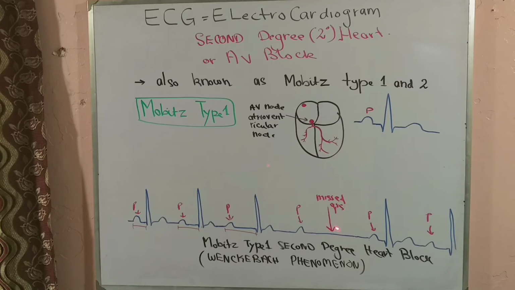So we see disappearance of the QRS complex then. This is not a dangerous diagnosis, but obviously you need to see whether this is because of the electrolyte imbalance or some sort of ischemia is going on. So Mobitz type 1 second degree heart block, which is also known as the Wenckebach phenomenon, is not as dangerous as the next one, which is the Mobitz type 2.